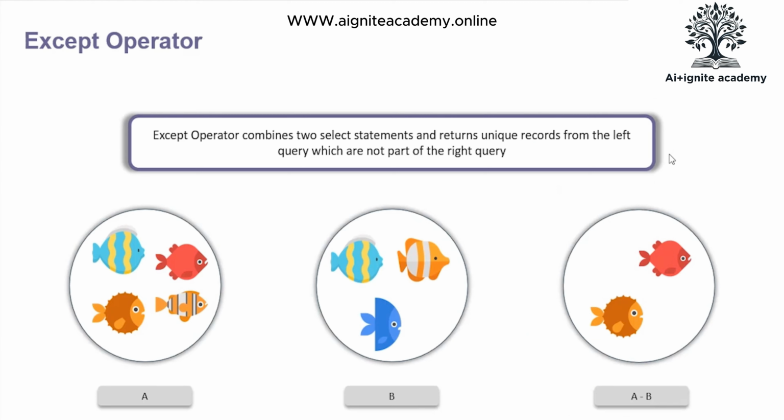So the except operator combines two select statements and returns unique records from the left query which are not part of the right query. For example, if the first select statement returns these 4 fish and the second select statement returns these 3 fish, then the except operator would return us these 2 fish which were part of the first select statement but not the second select statement.